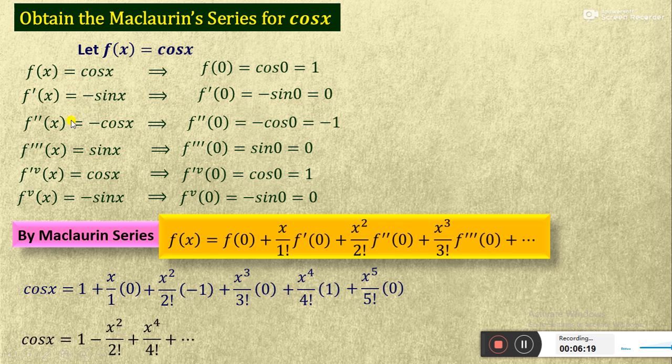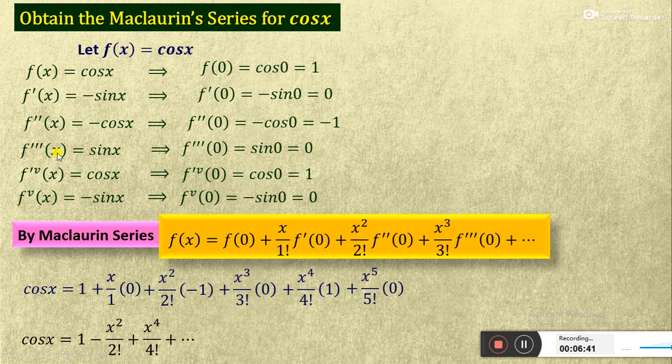F double dash of x means minus sin x. We differentiate the sin x, and we get the answer cos x. So differentiation of sin x is cos x. So minus cos x. From this we substitute x equal to 0. F double dash of 0 equal to minus cos 0. So cos 0 is 1. So the answer is minus 1. F double dash of 0 equal to minus 1.